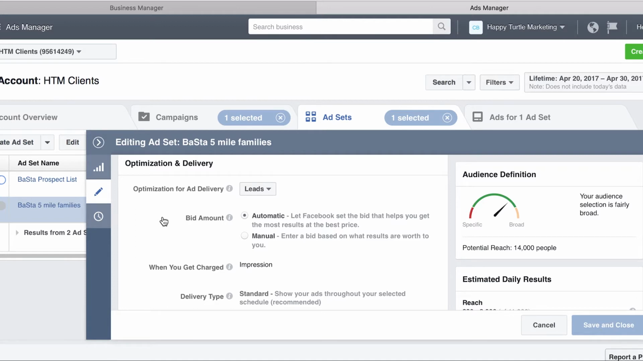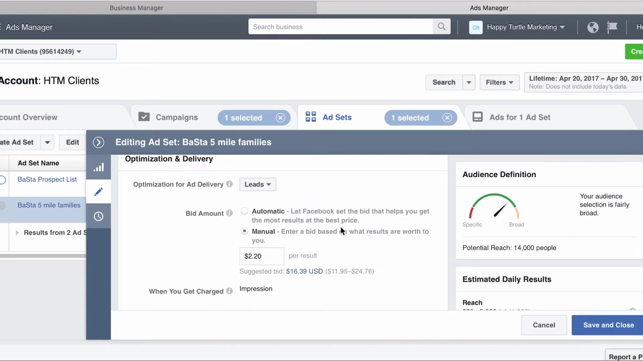So while it defaults to automatic, if your ad isn't performing the way you would want it to, you want to come in here and check your bid amount and click on manual. So for this particular example, wow, and this has actually gone up even since this morning. That's amazing. Okay, so I'm telling Facebook, I'm willing to pay $2.20 per result. Facebook is then coming back the very next line and telling me what I should expect to pay is $16.39, even as high as $24.